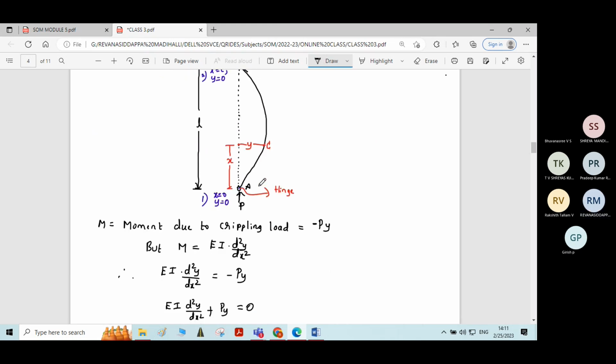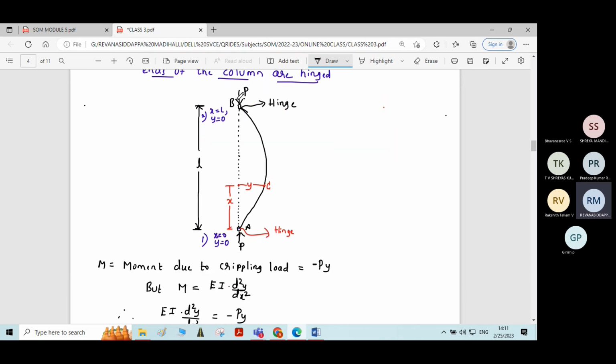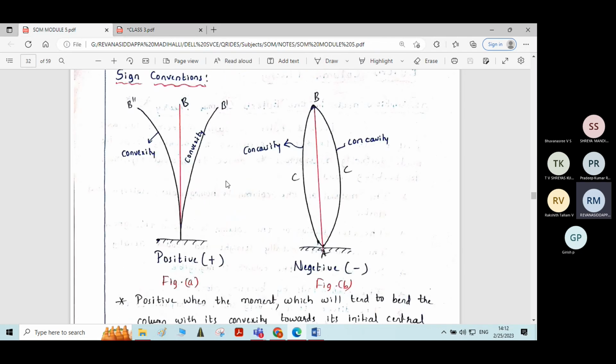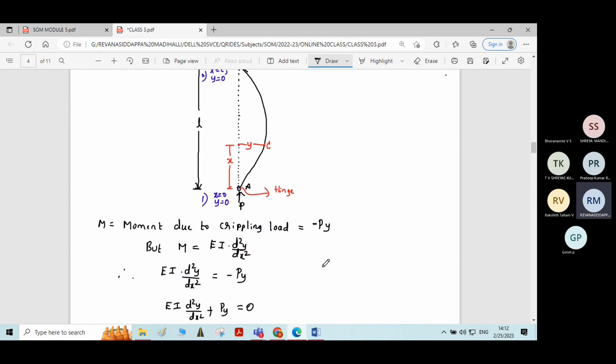In the initial step, what we have done is we have determined the moment of this crippling load P about point C. Moment is nothing but force into perpendicular distance. Force is P, perpendicular distance is y, so P into y. Based on the sign convention, what we have here is concavity. If the buckled shape is in the concavity shape, then the sign is negative. So I have taken minus P into y. Okay, so we have the equation.